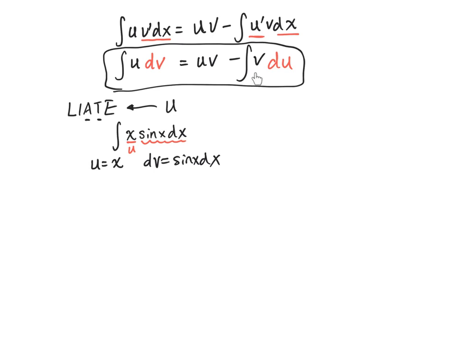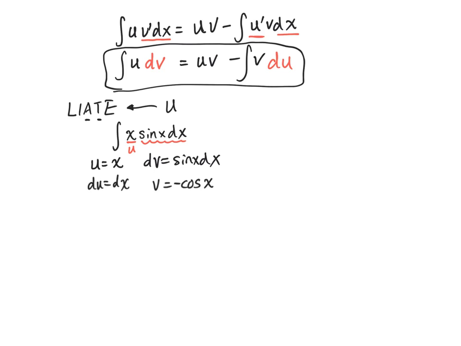According to this formula, you need to figure out v, which means you need to find the antiderivative of this expression. You also need du, so you need to find the derivative of u. Let's do that. So du is equal to the derivative of x, which is just 1, so it's 1 dx, which is dx. Now find v. dv is sine x, therefore the antiderivative of sine x is negative cosine x.